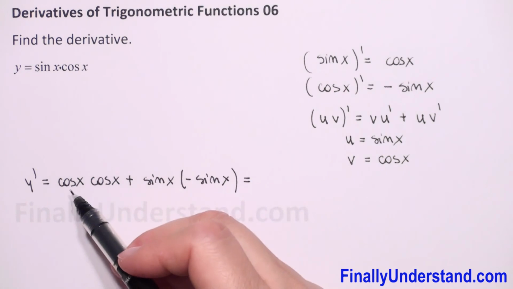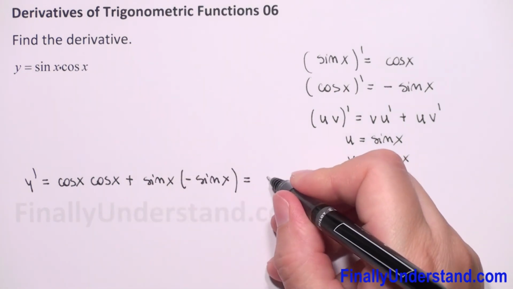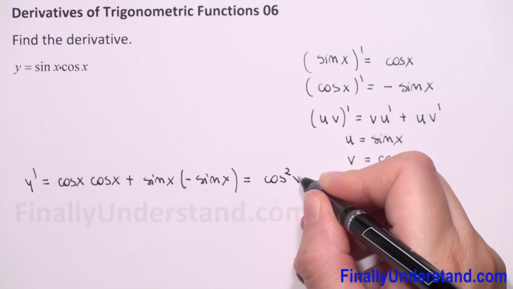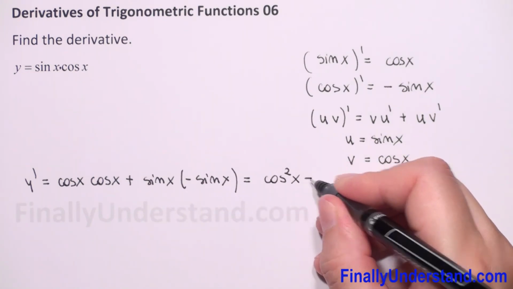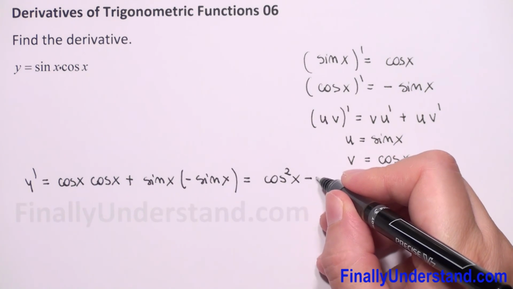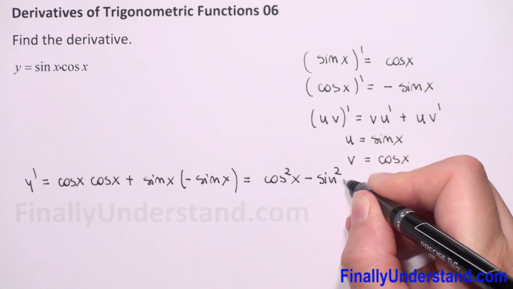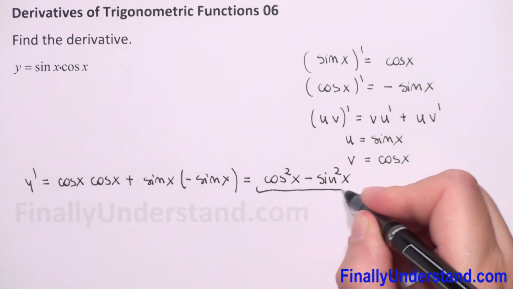This is equal to cosine times cosine, which will be cosine square of x. Positive times negative will be negative, and sine times sine will be sine square of x. This is my solution.